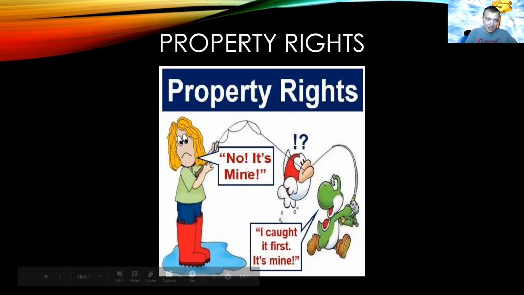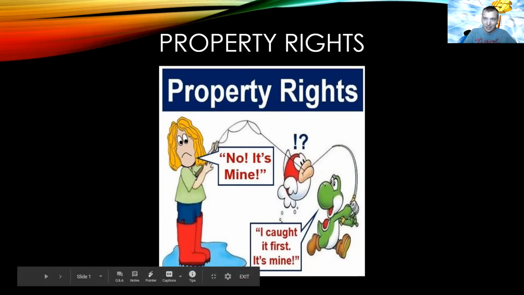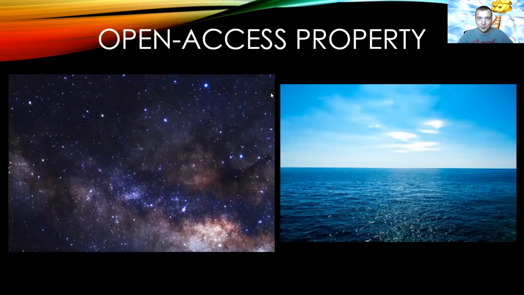So with this fish, between these two different parties right here, no, it's mine. I caught it first. It's mine. Does getting something first mean it is yours? Or is it some other requirement that decides what is yours? So the first type we have is open access property.